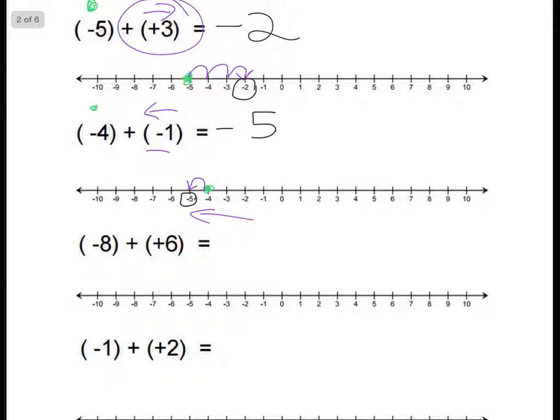We start with the first point, -8, and then we draw an arrow to the right because it's +6, and then we go to the right 6. 1, 2, 3, 4, 5, 6. And then we end up at -2.